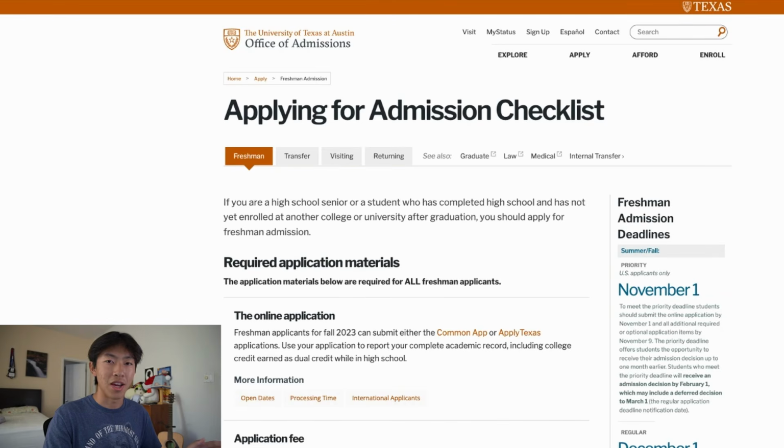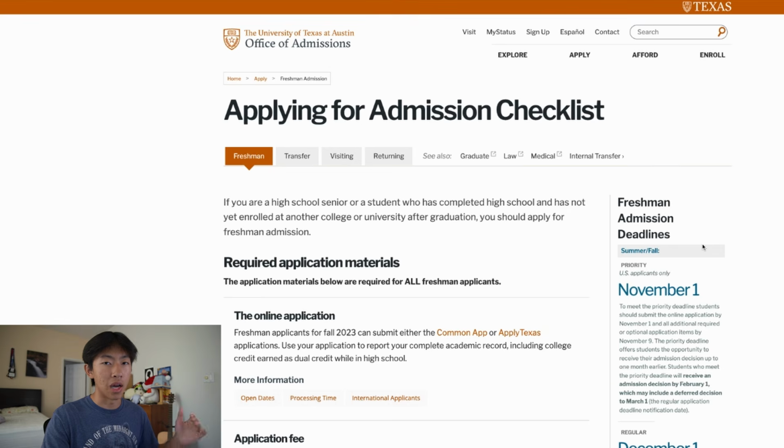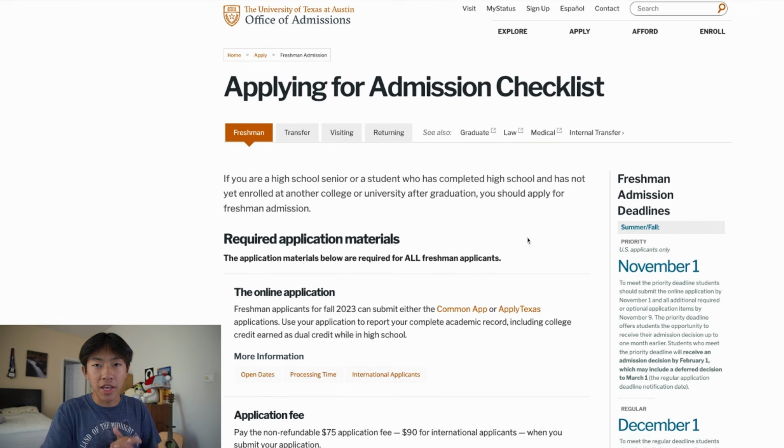Alright, it's been a while since I've actually looked at anything college related, but currently I'm looking at the page with all the information regarding how to apply to UT Austin, and I'm honestly just going to go from top to bottom and share my insight as we go along. Alright, starting with required application materials.